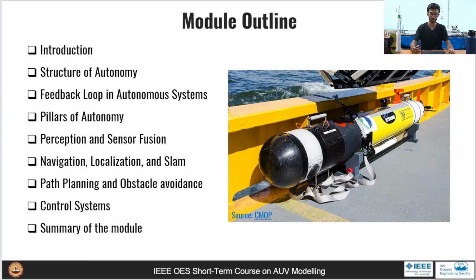Let's look at the outline of this module. First, we will look at the introduction, structure of autonomy, the feedback loop in autonomous systems, the 4 pillars of autonomy, the perception and sensor module. Then we look at the navigation, localization and SLAM. Then look at the path planning and obstacle avoidance systems. Then we will look at the control systems. And finally, we will go over the summary of this entire module.